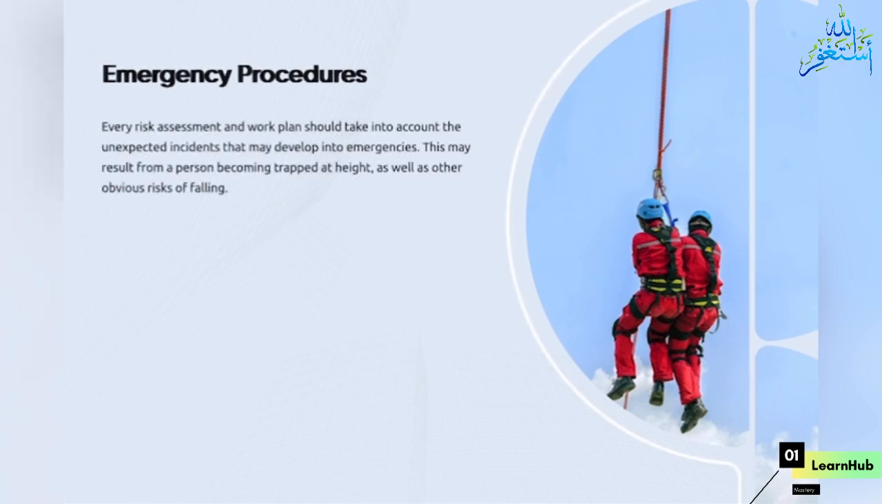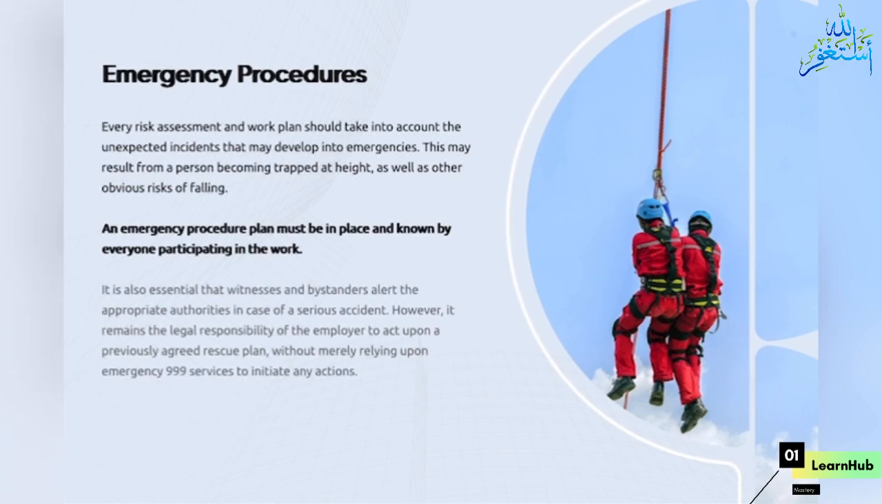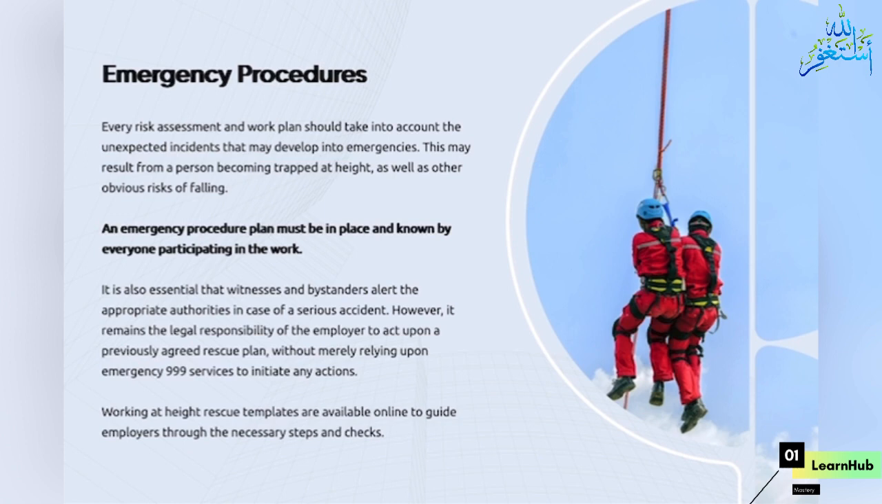Emergency procedures. Every risk assessment and work plan should take into account the unexpected incidents that may develop into emergencies. This may result from a person becoming trapped at height, as well as other obvious risks of falling. An emergency procedure plan must be in place and known by everyone participating in the work.